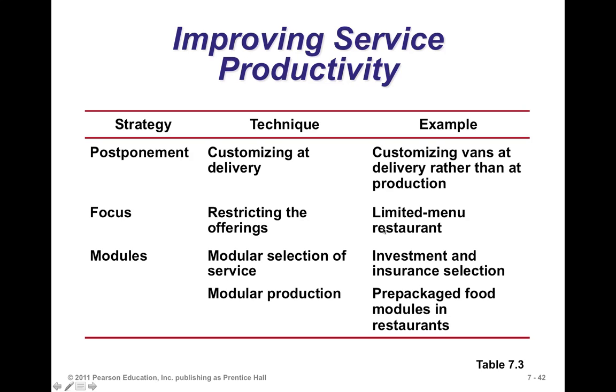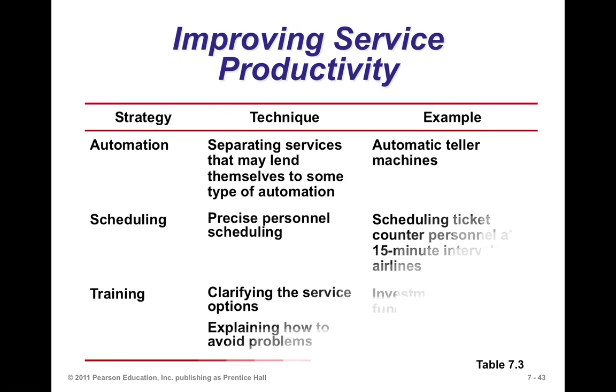Focus, restricting the offerings, like McDonald's offering limited menus. And modules, if you could actually develop your service in terms of some modular aspects. So for example, prepackaged foods certainly helps. If you think about some restaurants, let's just think about Subway. When you go to Subway to purchase a sandwich, if you're asking for cheese, the cheese is actually already prepackaged into a quantity. If you're asking for meats like ham and so on, then that's already pre-measured, and they simply take that amount and put it in the sandwich. So by doing that, you help to improve efficiency of the process as well.